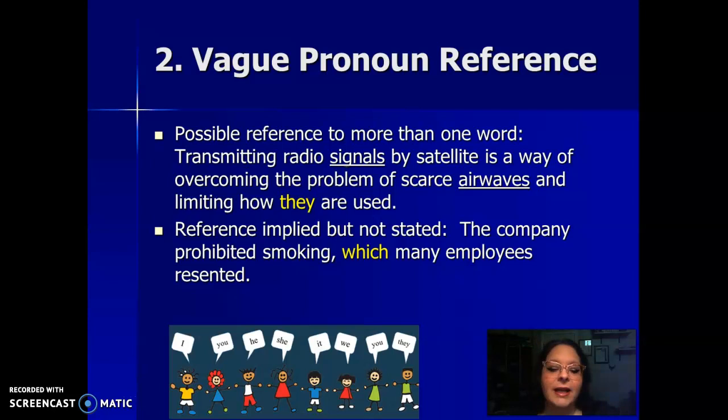A reference that is implied but not stated. The company prohibited smoking, which many employees resented. Well, what did they resent? The company? The prohibition? The smoking? So make sure that it makes complete sense to your reader.